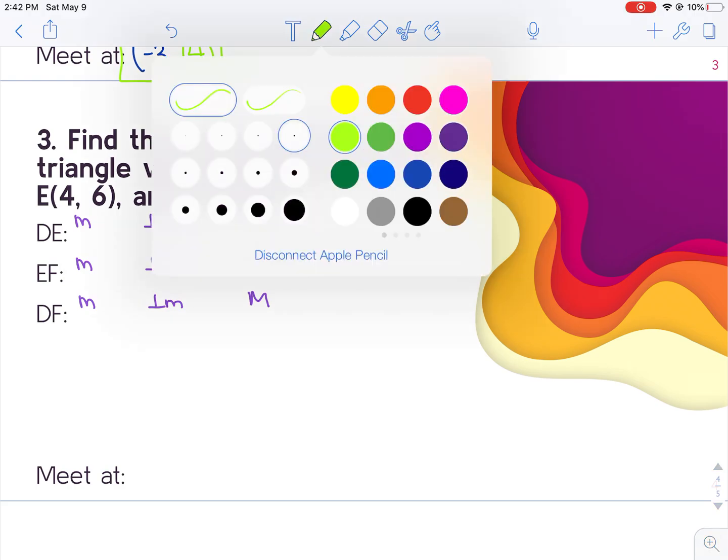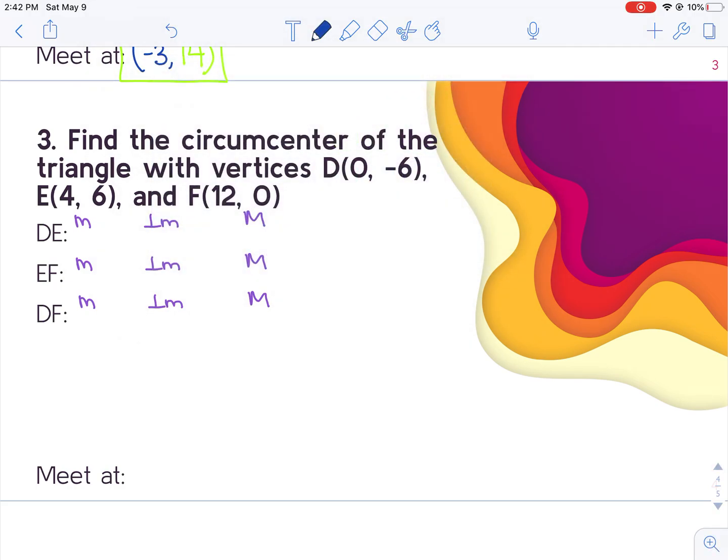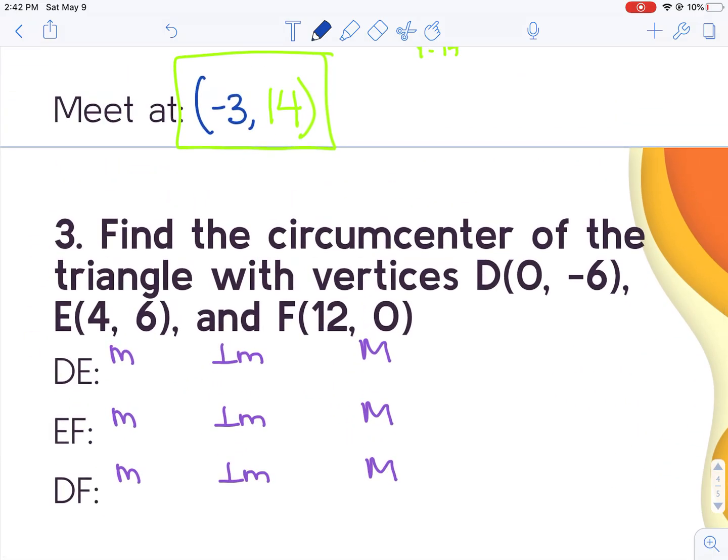I'm going to start with DE. The slope between D and E, my y values are going up 12, my x values are going up 4, so that is 3. The perpendicular slope then has to be -1/3. The midpoint will be at 2 and 0, and again, these should be familiar because we've used them yesterday. If not, go back and watch those a little bit to brush up on how I'm doing this.